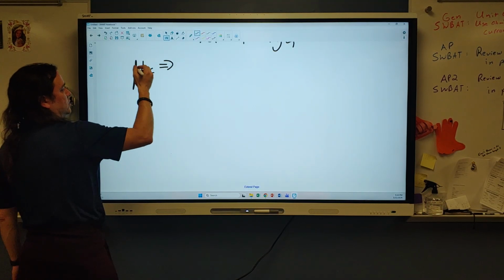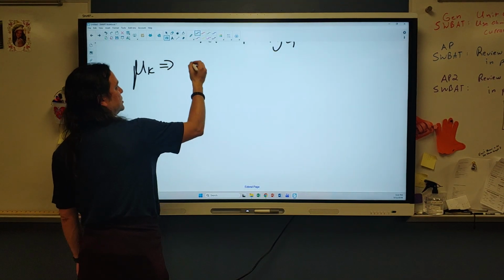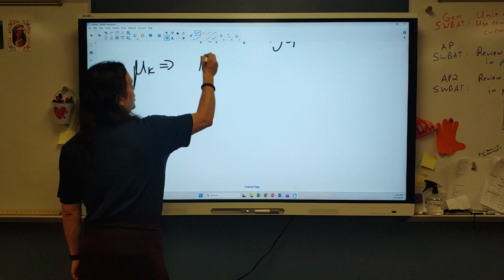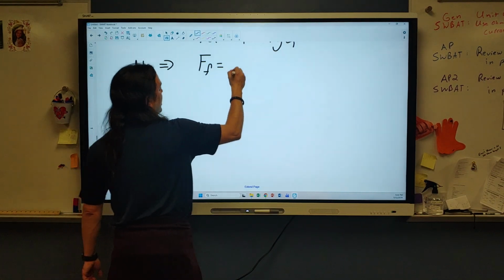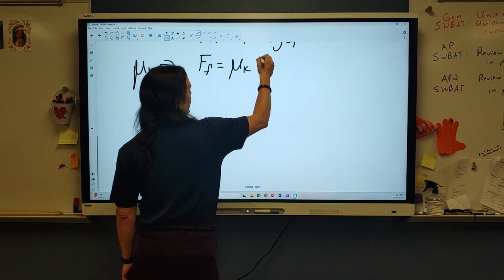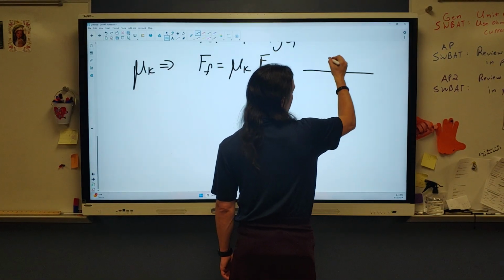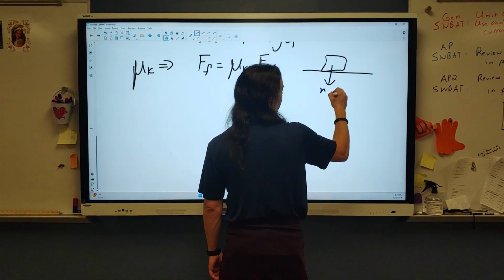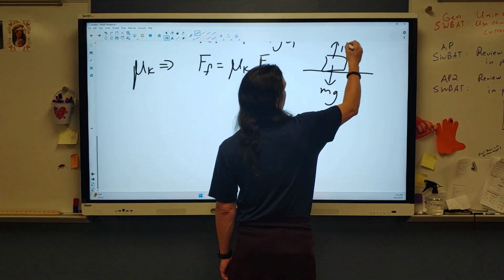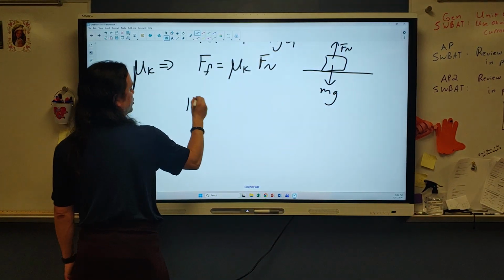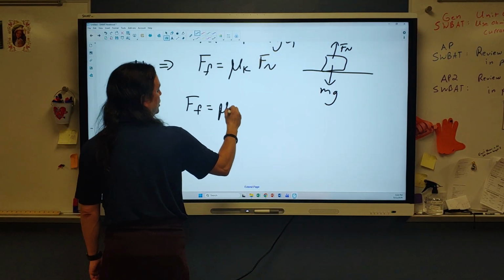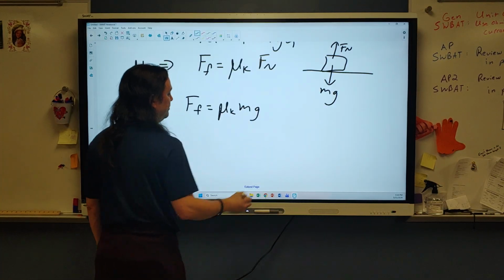Okay, whenever you're looking for something, you should always look at what equations contain it. There's only one equation that has that. Our force of friction is equal to our coefficient of kinetic friction times our normal force. When you have the block on flat level ground, we have the force of gravity down, mg, and the normal force up, so our force of friction will be equal to mu sub k times mg.